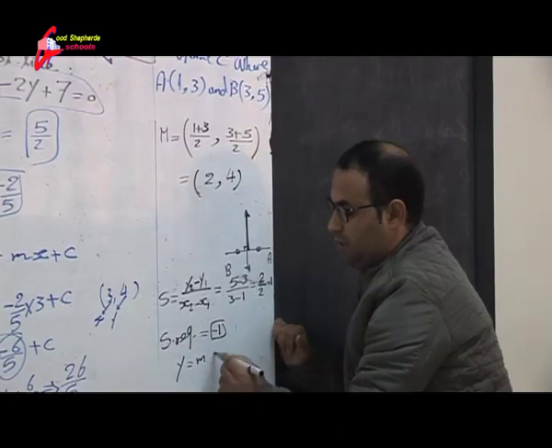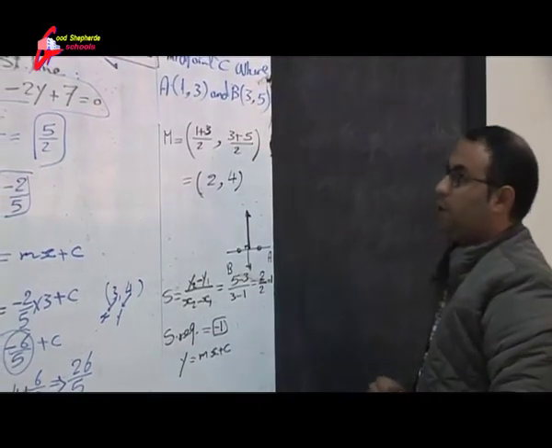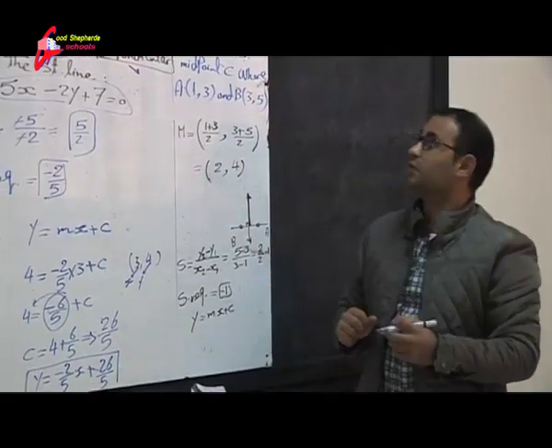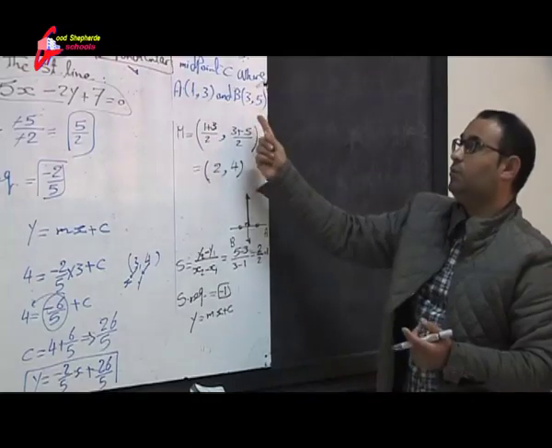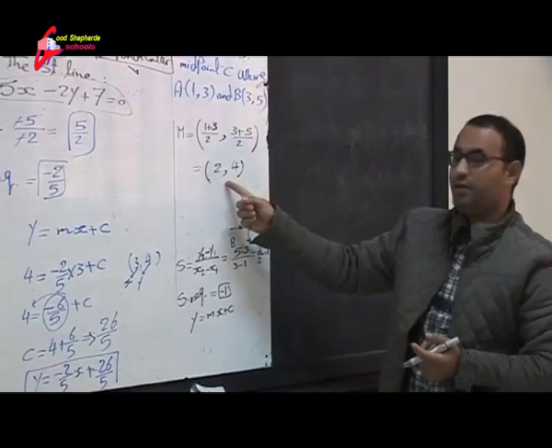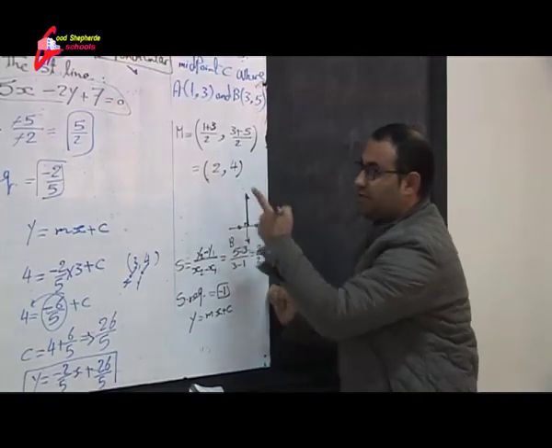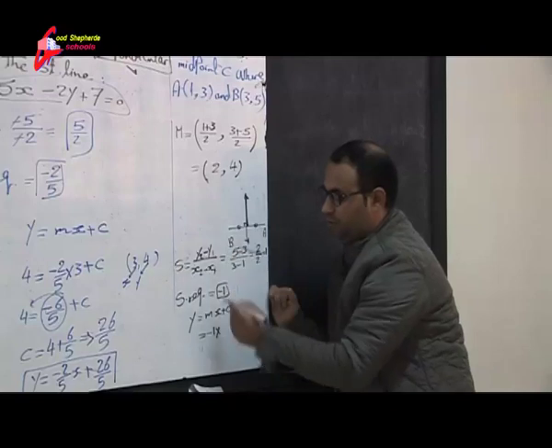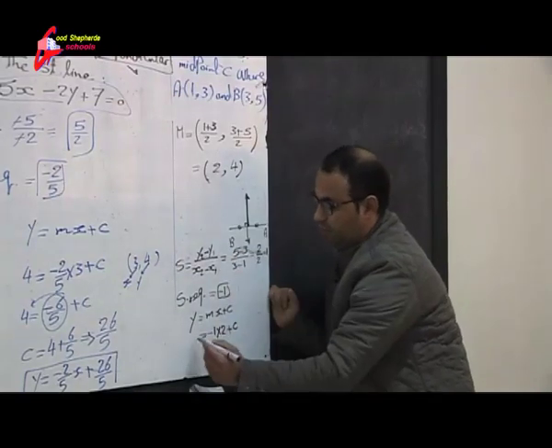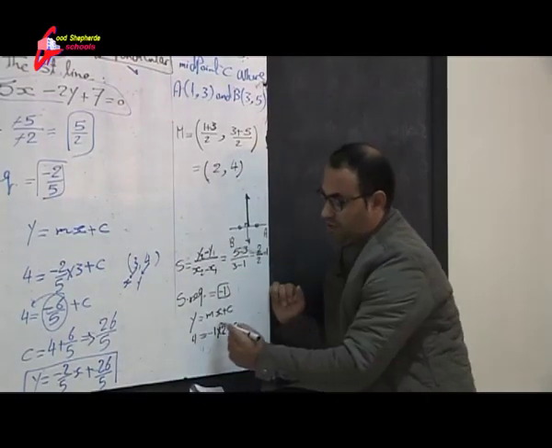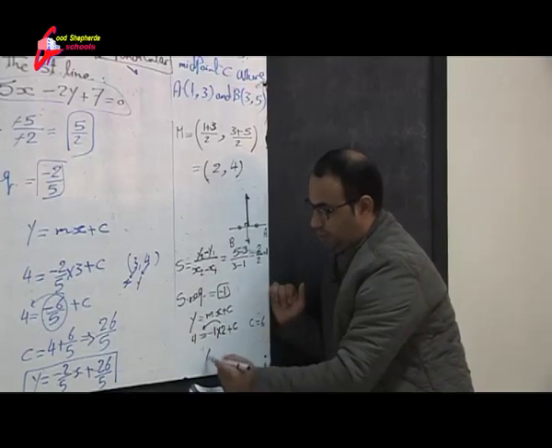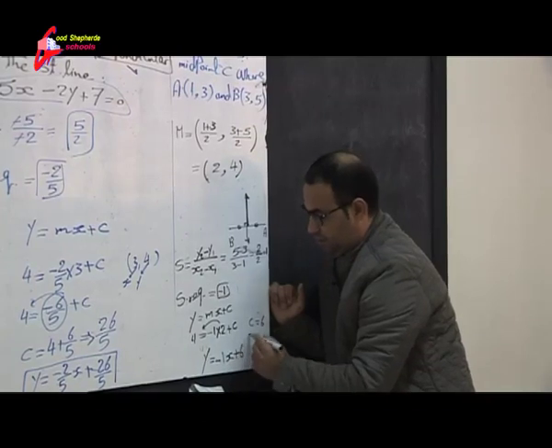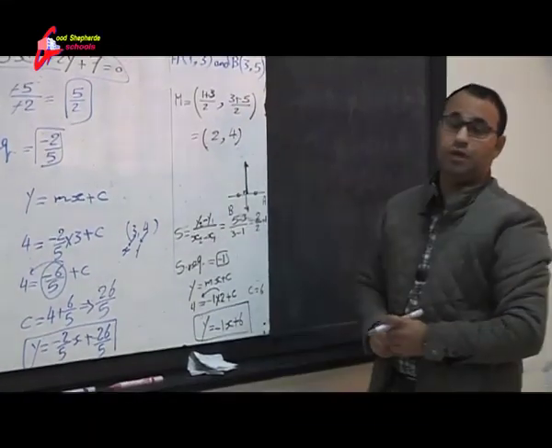So y equals mx plus c. You must take a point which the straight line passes through. The straight line passes through this point, 2 and 4. So you must substitute with this point only. The slope is -1 times x will be 2, plus c, and y will be 4. This is -2, it will be 6. So c equals 6. The equation equals y equals -1x plus 6. This is the equation required.